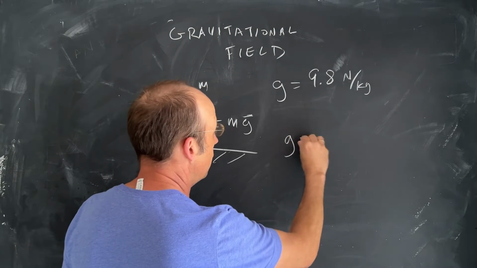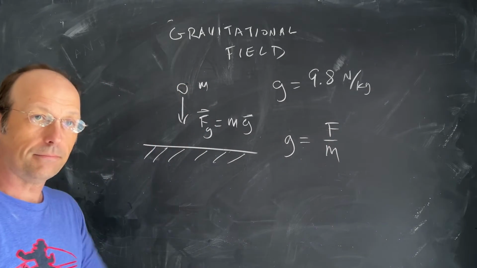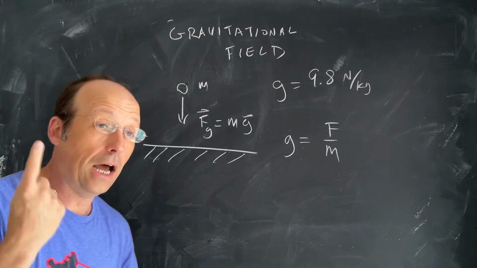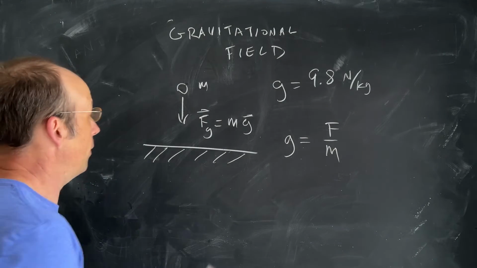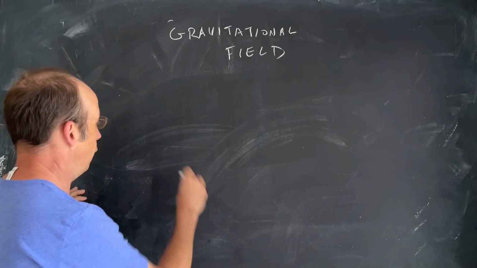So g, the magnitude, would be the force divided by the mass. And that's the gravitational field. Now, what if you move further away from the Earth? Well, in that case, I have to use a different expression for the gravitational force.